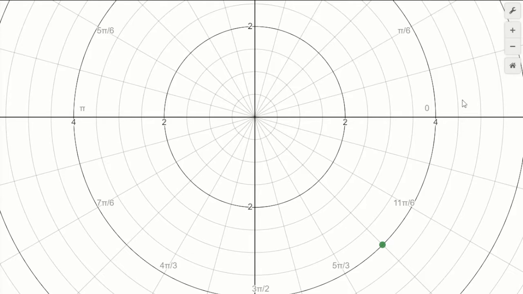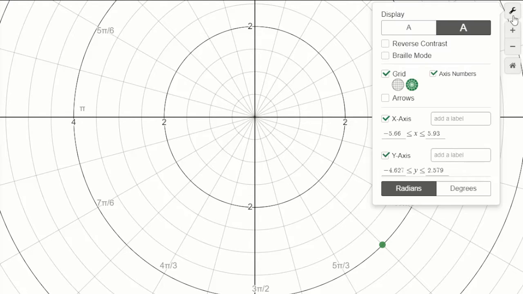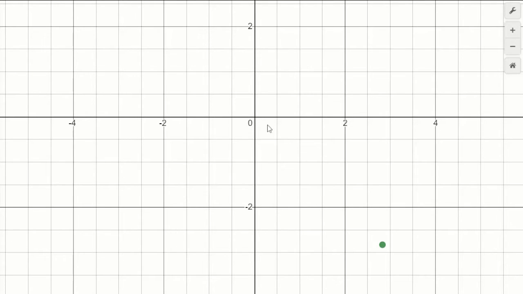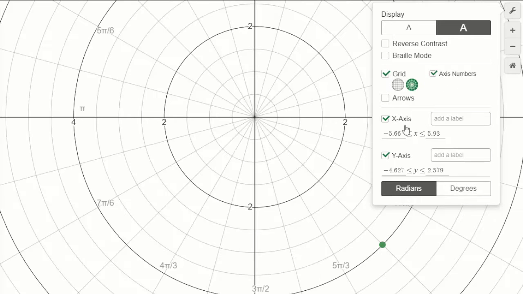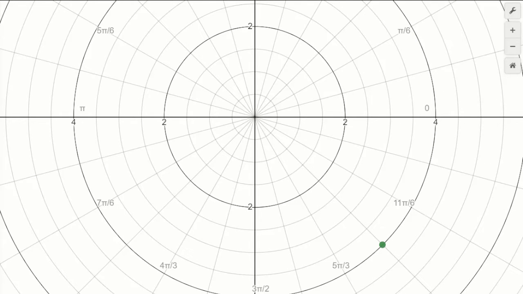Now with that point, let me switch back to the rectangular coordinates. The way I see it, it has a positive x value and a negative y value. And yes, right here, this much is about positive 2 square root 2, and down here vertically it's about negative 2 square root 2. That's how we calculate the rectangular coordinates from a point given in polar coordinates. So let's do a couple more problems.